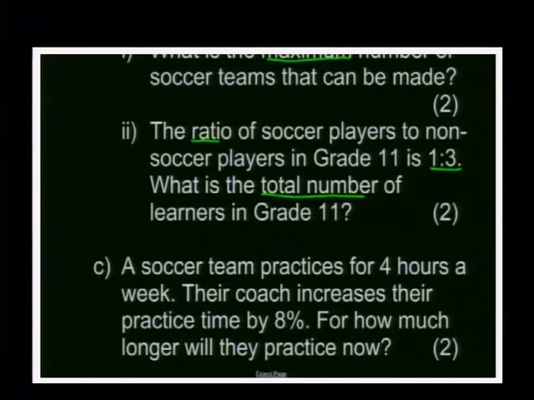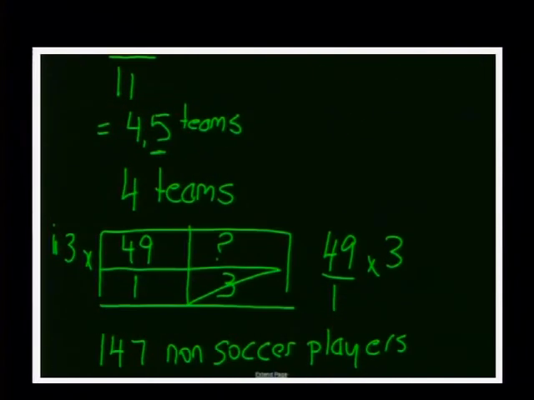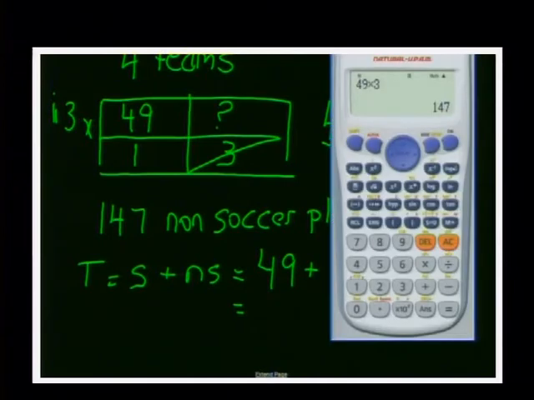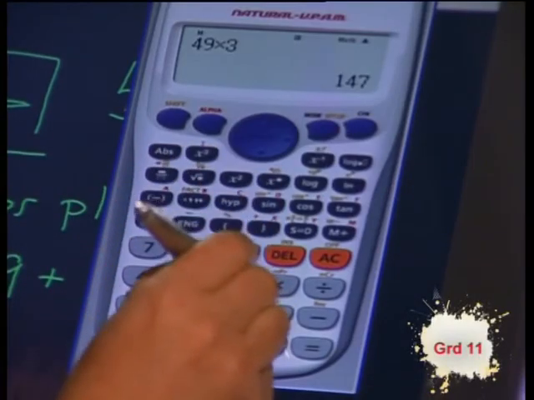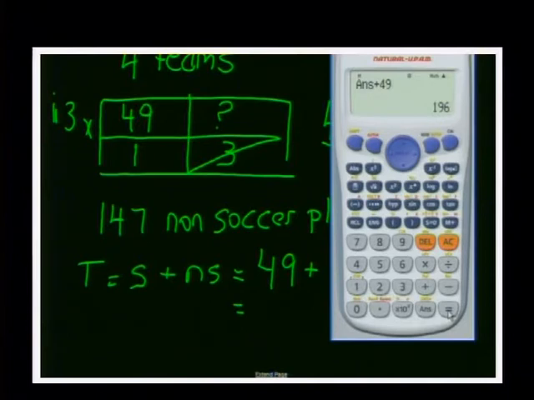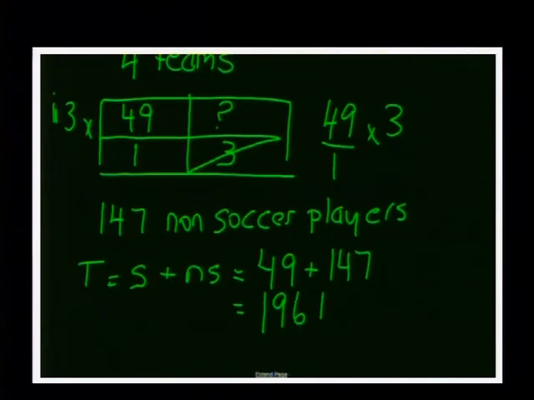Now I want to go back to the question. Have I actually answered the question? The question says, what is the total number of learners in grade 11? That means total, meaning soccer players and non-soccer players. So how am I going to get my total? Well, okay, my total is my soccer players and my non-soccer players. So how many soccer players were there? There were 49 soccer players, and I worked out there were 147 non-soccer players. So let's add those up and get a total. I've already got 147 on my calculator. I can just add my 49 and I get 196 learners. So go back to this, it's 196 learners.